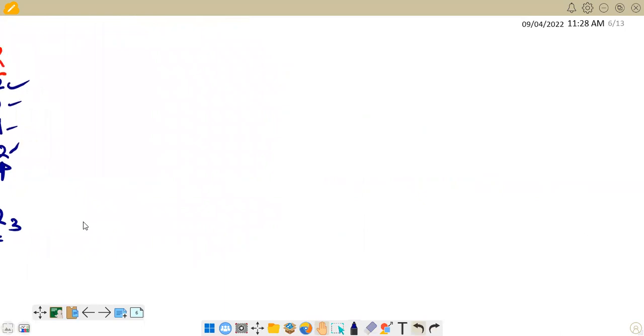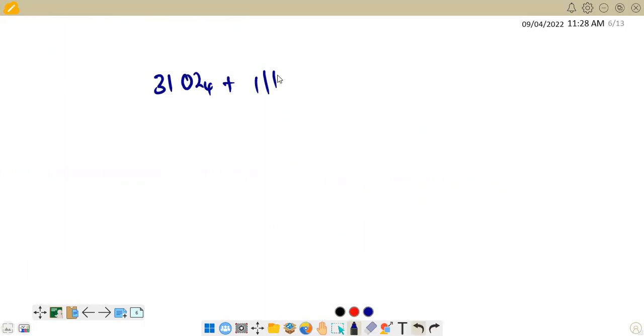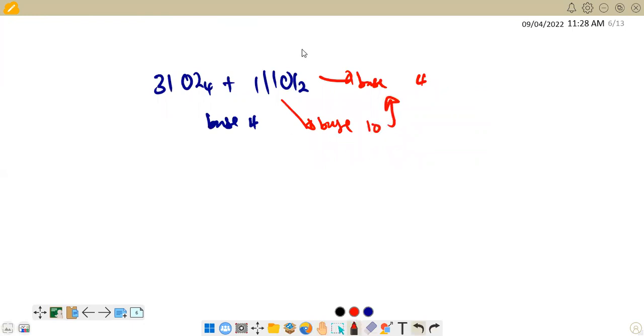So let me just do it here. All right, so these were the numbers that we were given. Remember, we're given 3102 base 4 plus 11101 base 2. Okay, so I'm just going to convert this since our answer is needed in base 4. Remember the concept, for you to get to base 4, you can convert first to base 10. Then from there, we convert to base 4. So how do you convert to base 10? Remember, raising the number in the powers of the base, which is 2 to the power of 4, 2 to the power of 3.